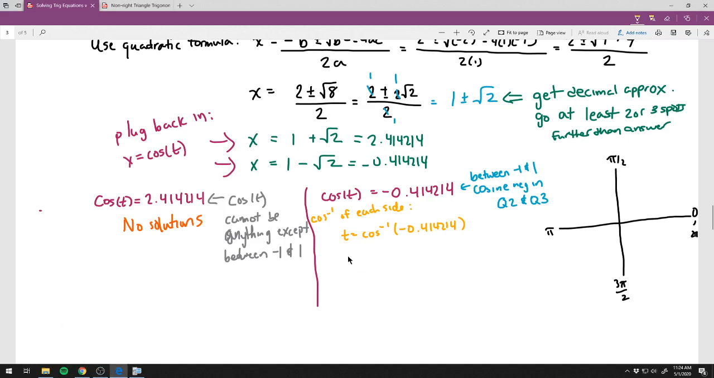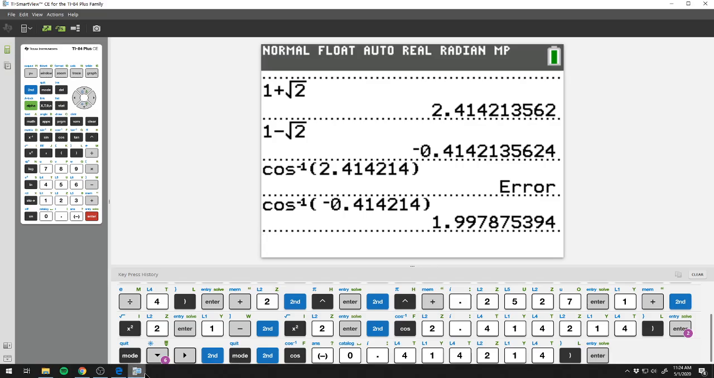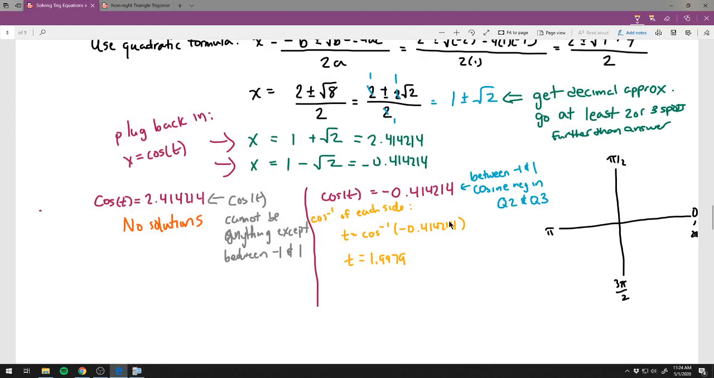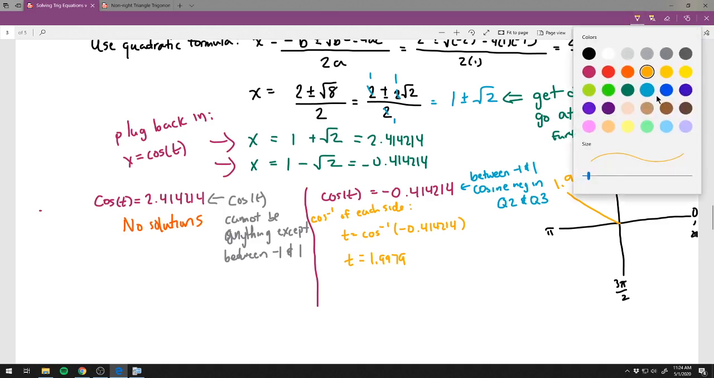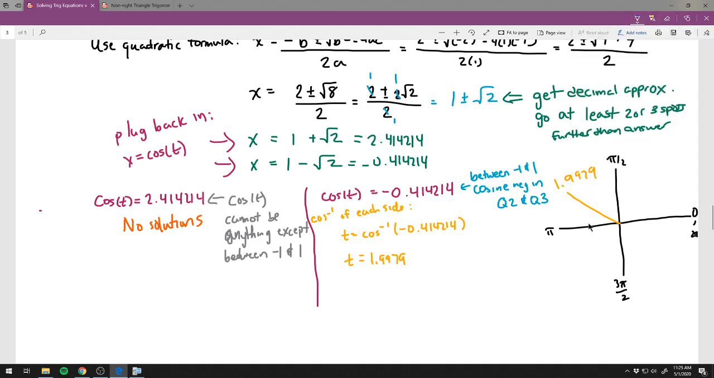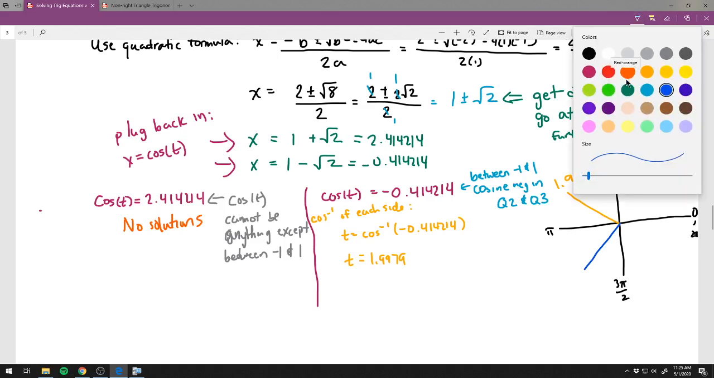Right, remember this is a t value, so it doesn't need to be between negative 1 and 1. 1.9979. It can be absolutely anything. All right, but this is our angle in quadrant 2. It's between pi over 2 and pi. The other quadrant cosine is negative in is quadrant 3. And we figured out that angle by doing our reference angle stuff.